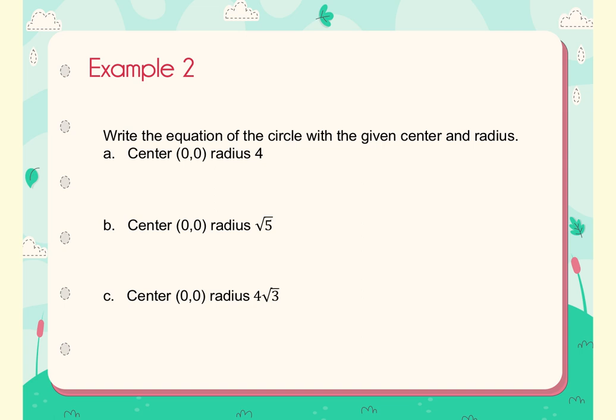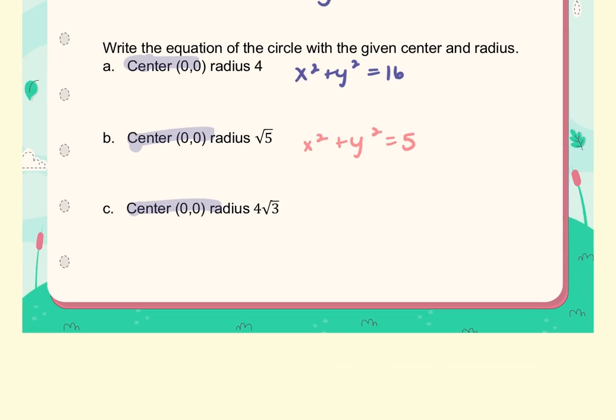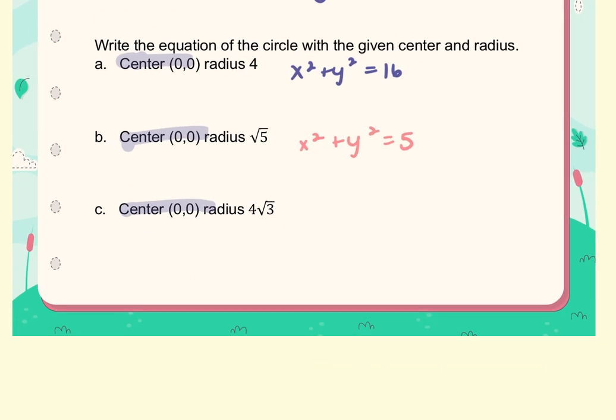All right, now it says, write the equation of a circle with a given center and radius. You no longer have a picture here. But notice that every single one of these has a center at 0, 0. So for all of them, we're using that same equation: x squared plus y squared equals r squared. So for A, I'd get x squared plus y squared equals what? 16, r squared. For B, I get x squared plus y squared equals what? 5, the square of the square root of 5. And then C, x squared plus y squared equals 4 root 3 squared, which becomes 16 times 3, or 48.